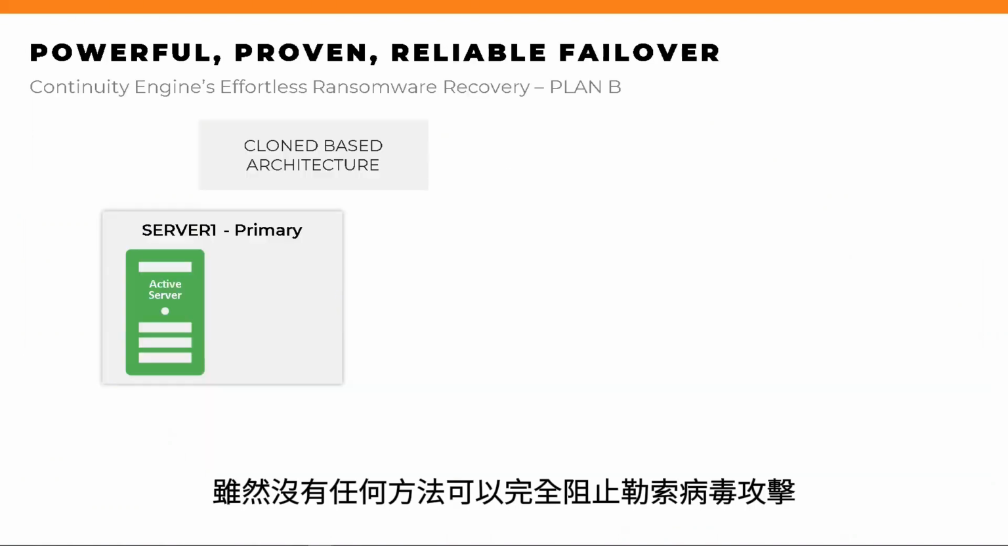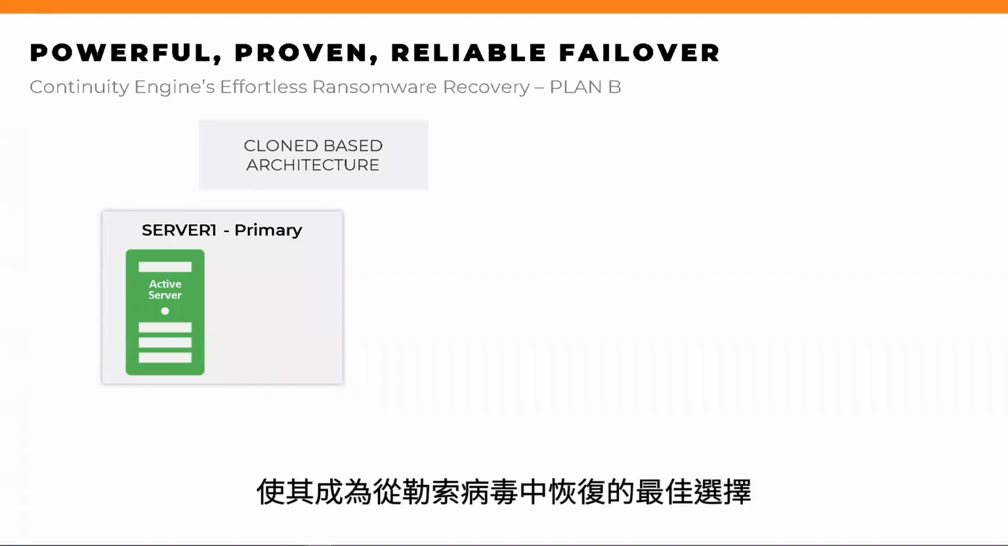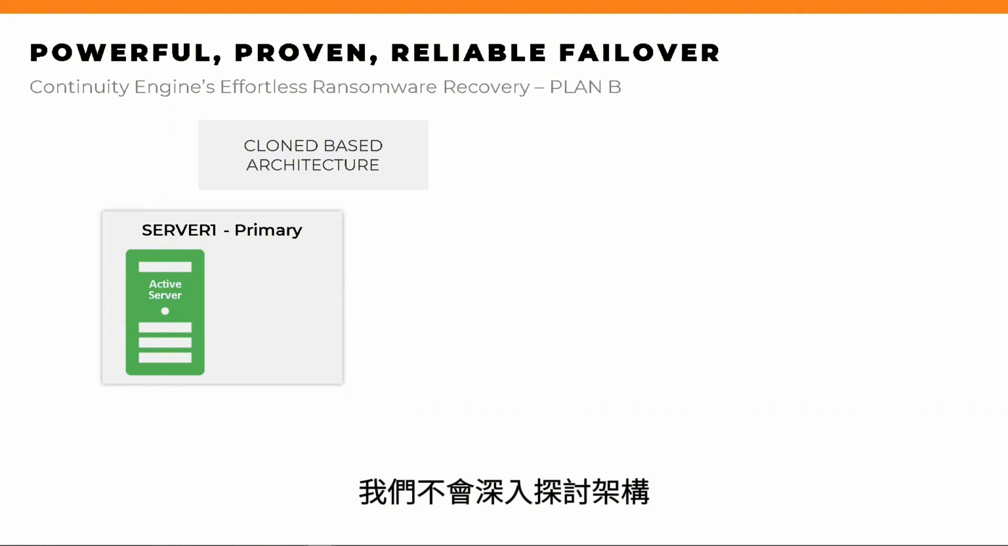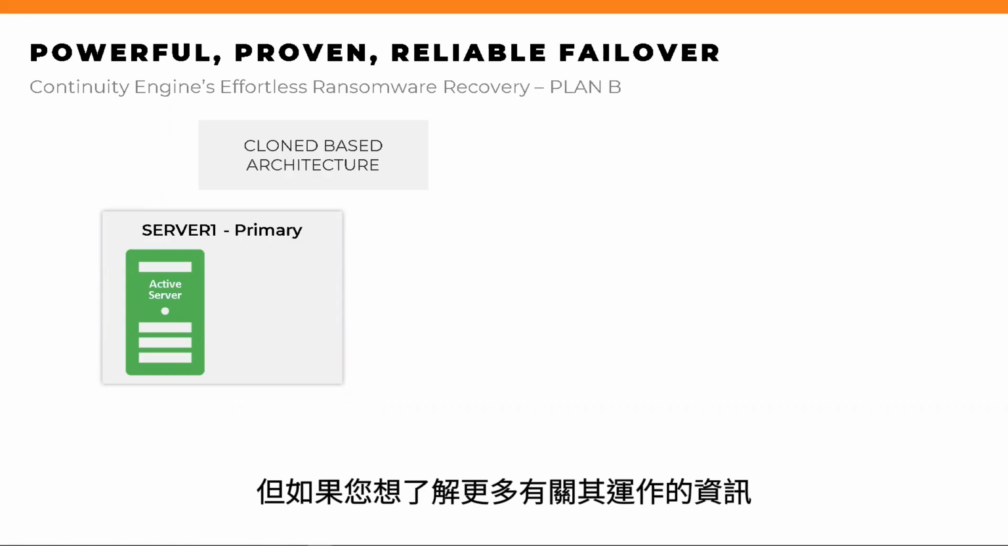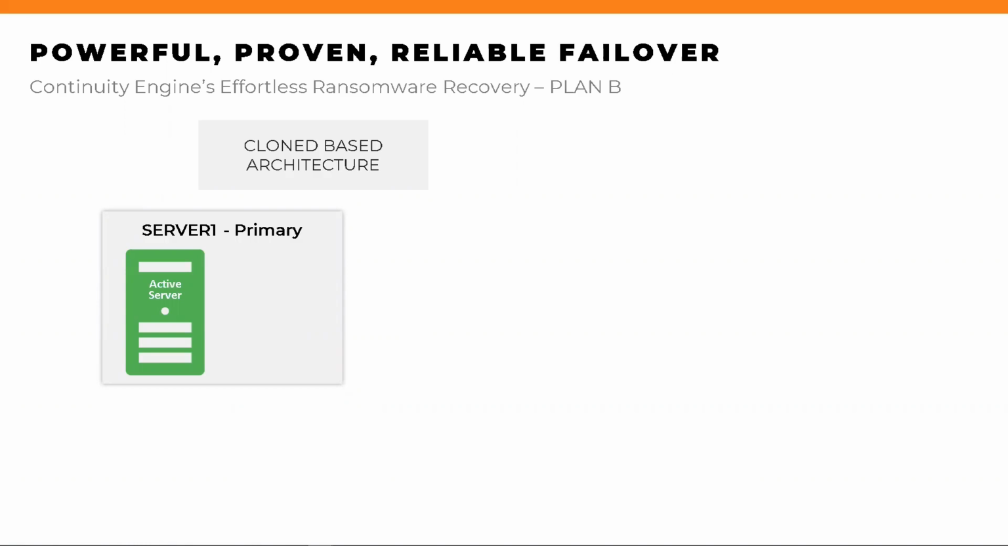Although nothing can absolutely stop a ransomware attack, Continuity Engine's unique architecture, real-time replication, and data protection capabilities make it the optimal choice for recovery from ransomware. We are not going to go deep into the architecture, but if you would like more information on how this works, see the video Continuity Engine Solution Overview. For the purpose of this discussion, we will focus on the parts of the architecture that make ransomware recovery effortless. So let me explain a brief overview of the architecture.